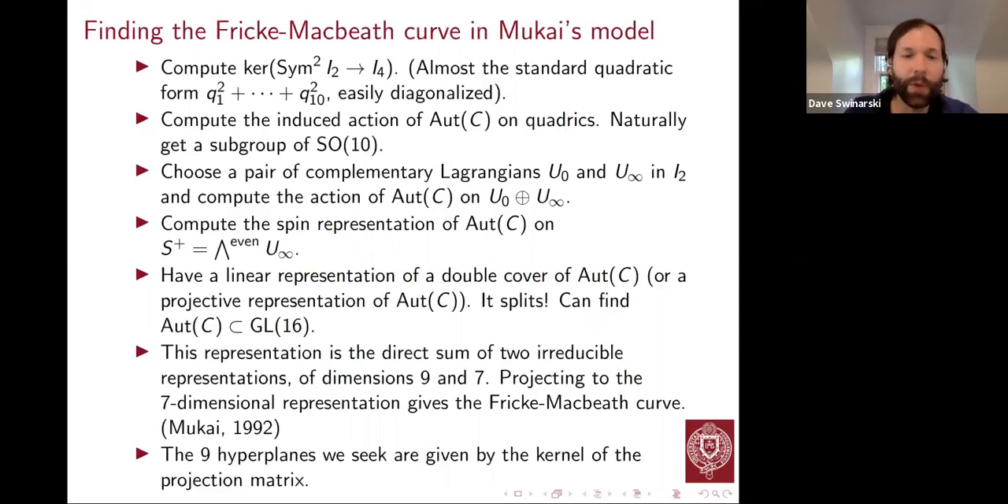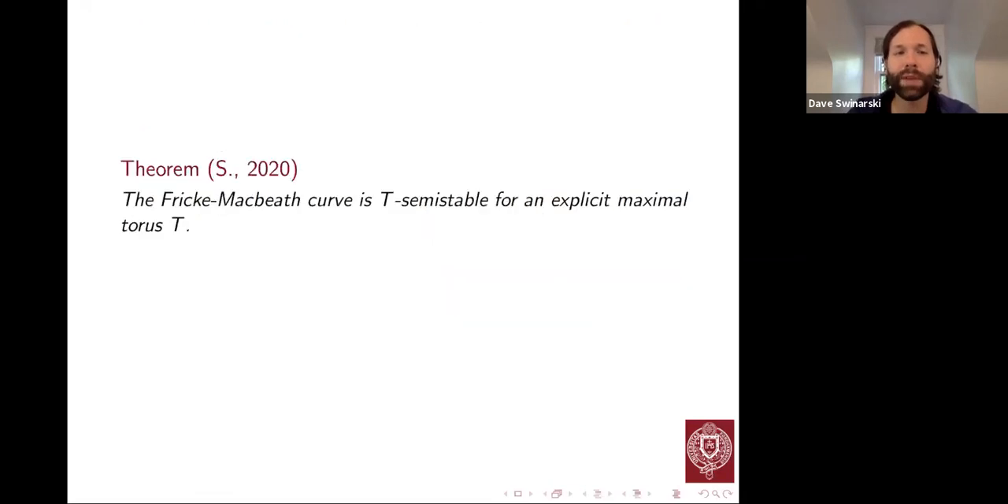All right, well, I did all of this using Macaulay2 and Magma. I got the 9 hyperplanes. I don't have them in a very nice form. It's not an output you would want to see on the screen, so I didn't put it in the slides. But once I did, I had everything I needed to compute the state polytope. And I find that indeed, the Fricke-Macbeath curve is T-semistable for the maximal torus that I used.